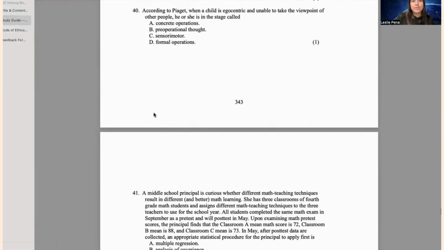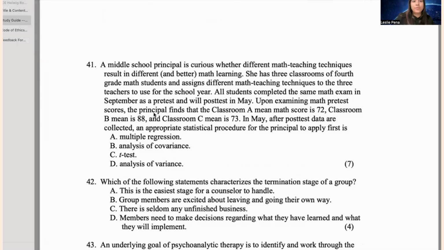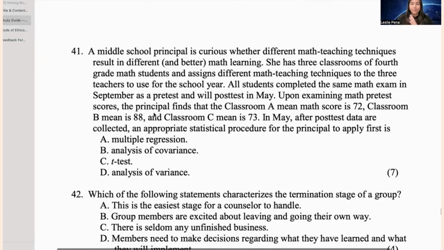Okay. So here we're doing B, analysis of covariance.